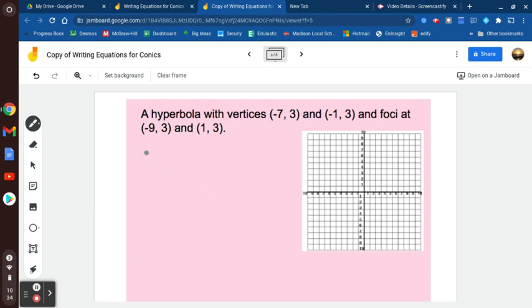So let's do this one. I don't know that I'm going to use the graph unless we need it. I would put the vertices next to each other. So I'd say -7, 3, and -1, 3. And the foci are -9, 3, and 1, 3. For a hyperbola, they'll always give you the vertices and the foci, because those other points don't have a special name, so they're not going to throw those out there for you. Those are something that we graph ourselves.